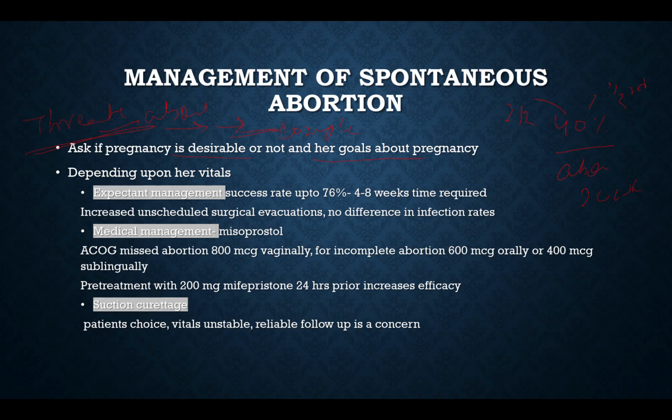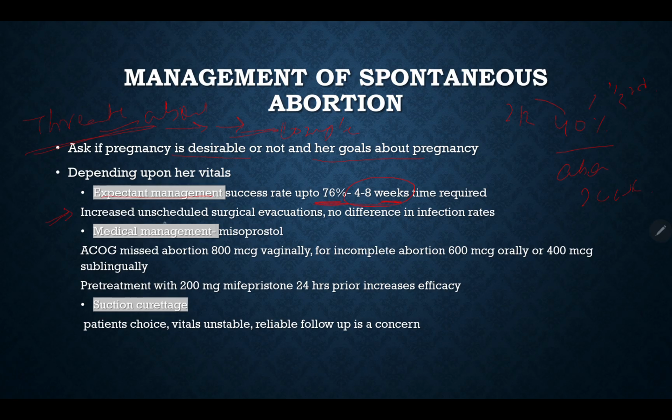Now the management also depends upon the vitals. Expectant management success rate is up to 76%, but the time required is up to 4 to 8 weeks. You do not have to do anything. Most important, there is expectant management. Just let nature take its course. The time required is very high, but the success is almost up to 76%. What are the drawbacks of this expectant management?